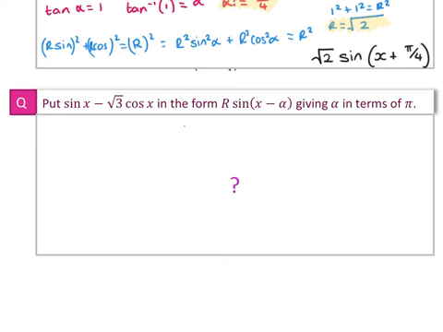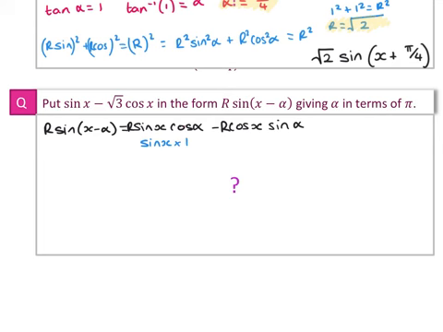Right, so for the second question, we have to put sine x minus root 3 cos x in the form r sine of x minus alpha. So our objective here is to find r and to find alpha, and again it's in terms of pi. Okay, so on page 71, step 1, we're going to rewrite r sine of (x minus alpha), and we're going to write that as sine x cos alpha minus cos x sine alpha. Okay, we should all be happy with that. And we're going to write an r because we multiplied everything by r. So we've got in our equation sine x multiplied by 1, and then we have cos x multiplied by root 3, okay?